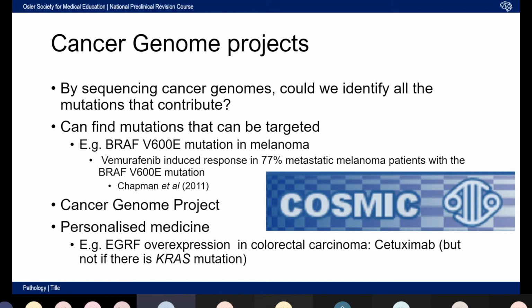The Cancer Genome Project uses high-throughput genome sequencing to identify somatically acquired mutations so that we can better understand and characterize the genes that are involved in cancer and the mutational processes and also the patterns of clonal evolution that are found in human tumours. And COSMIC is an online database of somatically acquired mutations found in human cancer.